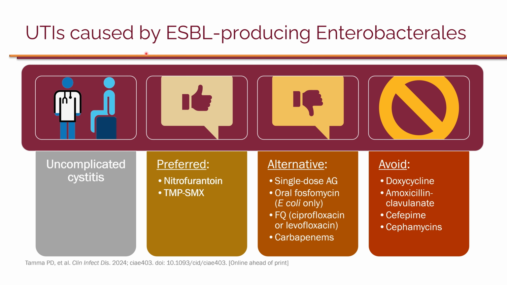Now, here are the recommendations from the 2024 IDSA guidance on the treatment of antimicrobial resistant gram-negative infections. For uncomplicated cystitis specifically due to ESBL producing Enterobacterales, the preferred regimens are nitrofurantoin or trimsulfa. Alternative regimens include a single dose of aminoglycosides, oral phosphomycin only if it's E. coli, and fluoroquinolones such as ciprofloxacin or levofloxacin and carbapenems. And they specifically say to avoid doxycycline, amoxicillin clavulanate, cefepime, and cefamycins.